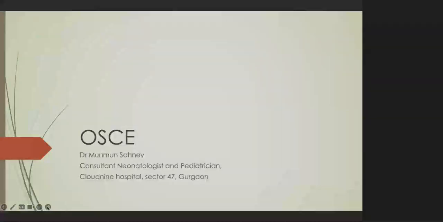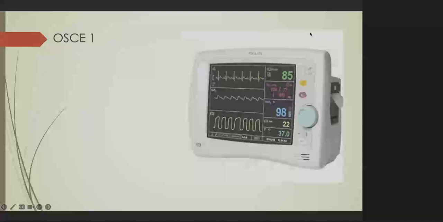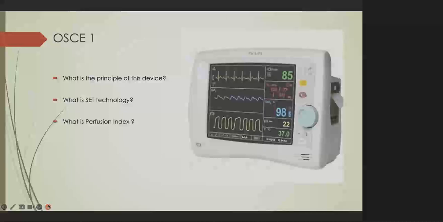So here we have the first, the screen is visible. Okay. So yeah, this is the first OSCE. Identify the device. What is the principle of this device? What is SET technology? And what is perfusion index?